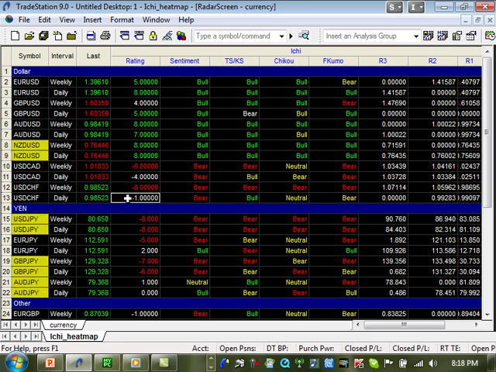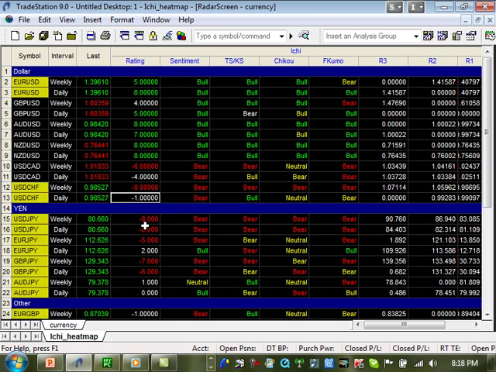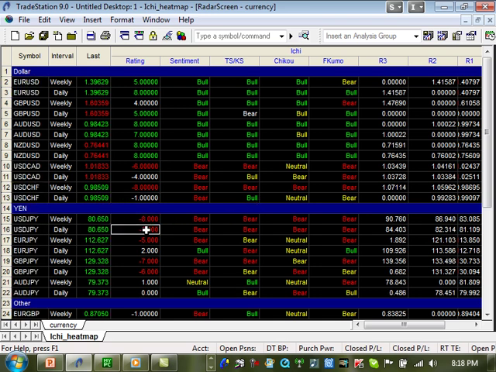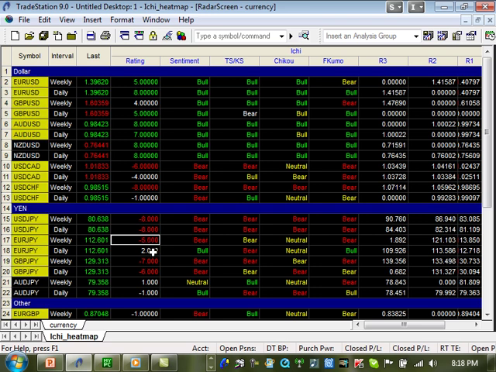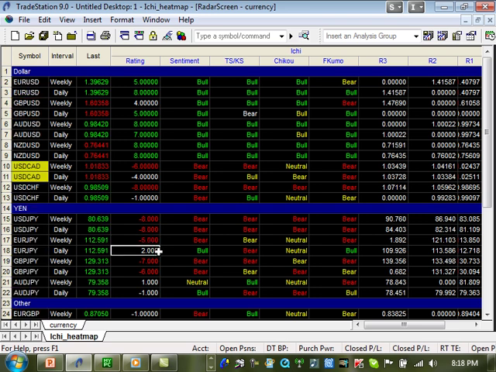US Swissy was bearish. Now you can tell that the daily is actually weakening now. You can tell from the Chikou and the Kumo cloud. Sorry, from the Tenkan-sen and Kijun-sen. US yen is still going very, very strong to the downside as normal. Euro yen is in conflict among time frames.